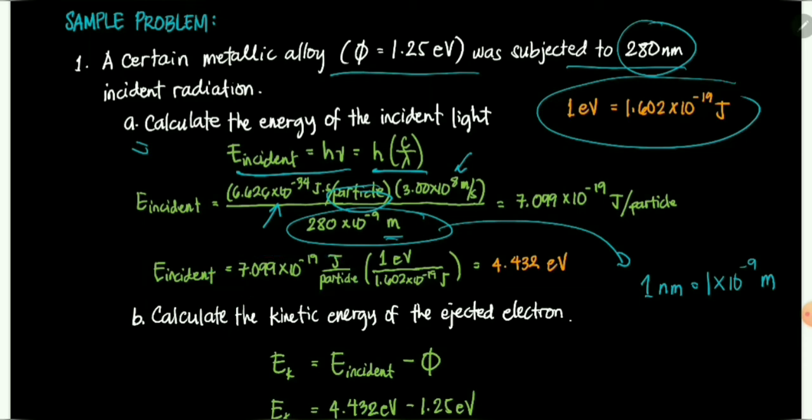So, we can convert this to electron volts by using this conversion factor. Yung 1 electron volt is equal to 1.602 times 10 to the negative 19 joules. Okay? So, by using the conversion factor, makakancel yung ating joules. Okay? So, yung electron volt, yung matitira, yung particle that is not necessary dun sa unit kasi alam naman natin na yung electron lang naman yung ating pinag-uusapan dito. So, 7.099 times 10 to the negative 19 divided by 1.602 times 10 to the negative 19, we have 4.432 electron volts for letter A.